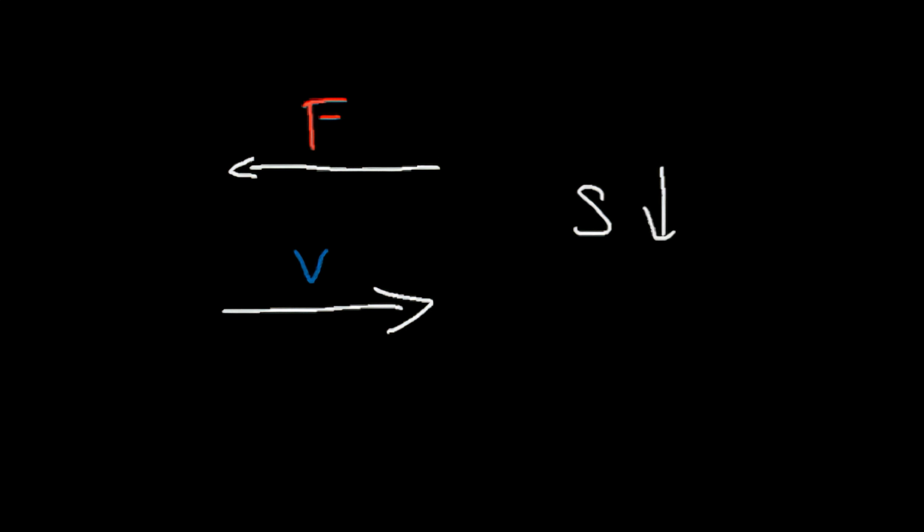Now, what's going to happen if the force and velocity vectors are anti-parallel, or if they're in opposite directions? In this case, the object is going to slow down. The speed is going to decrease.